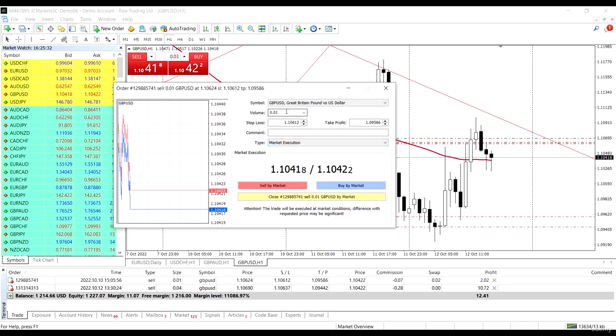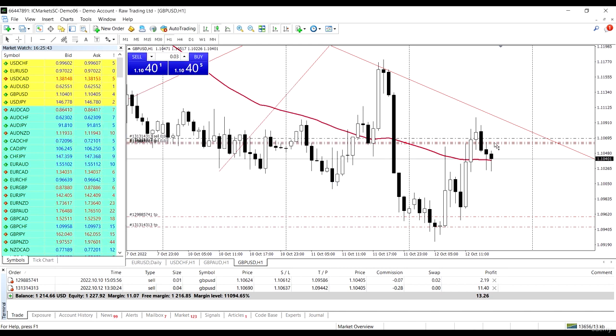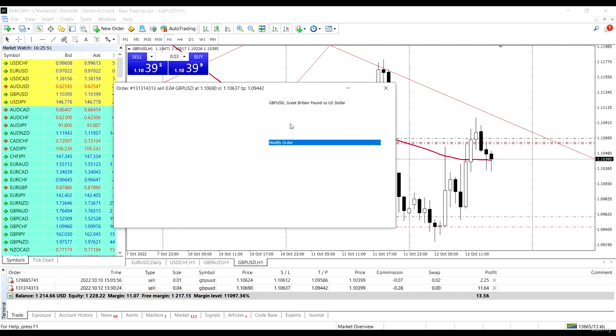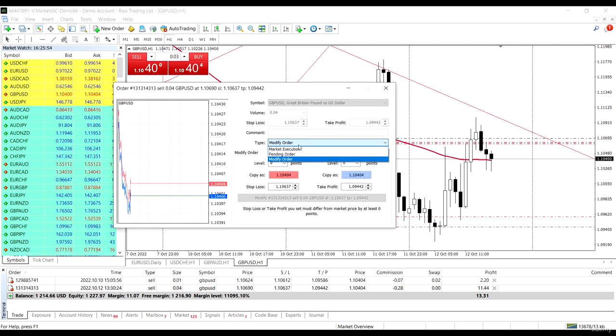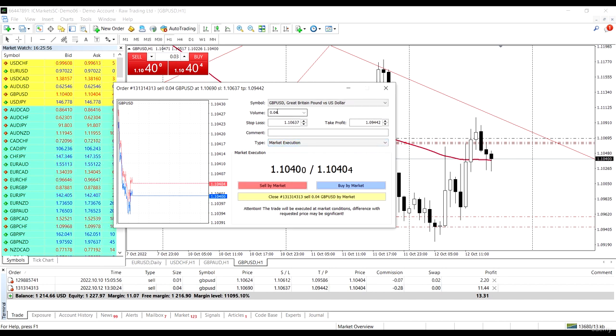When you see this, you can now choose the lot size you would like to close. As you can see, this lot size is 0.01 and it's the least, so I'm just going to use the other trade. I hope I can identify it. I think this is it. Yeah, so just come here and come to modify. Then change this to market execution. As you can see, it's 0.04, right? So I'm just going to type 0.01. So I'm going to close 0.01.